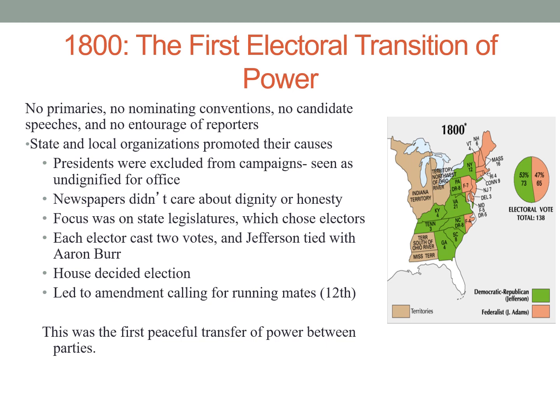Each elector cast 2 votes, and Jefferson tied with Aaron Burr, and the House had to decide the election. This led to the amendment calling for running mates. And this was the first peaceful transfer of power between parties.